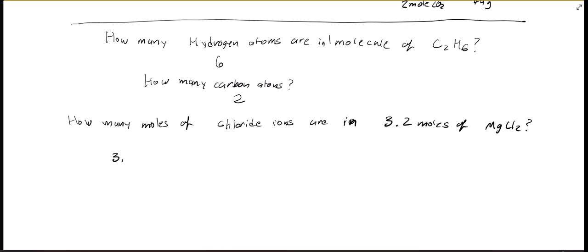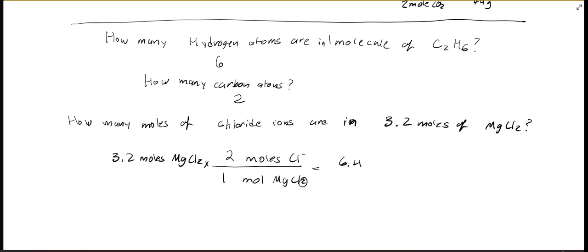So you start with the number you're given, 3.2 moles magnesium chloride, times, and then I want to cancel out moles of magnesium chloride, so I'll put 1 mole of magnesium chloride. And then in 1 mole of magnesium chloride are 2 moles of chloride ions. So it's 2 from that right there. So it'd be 6.4 moles chloride ions.